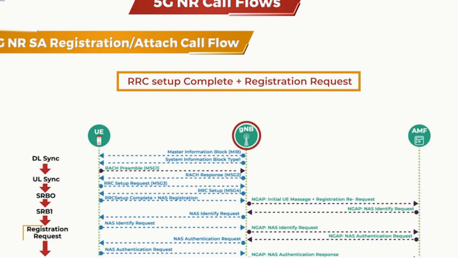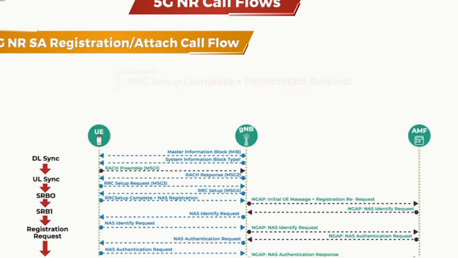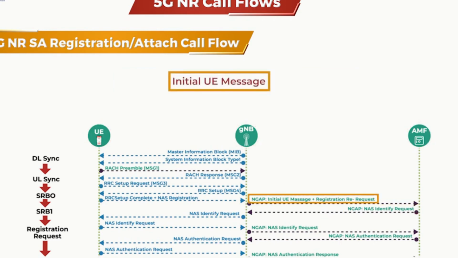The gNodeB selects the access and mobility function AMF for this session and allocates a RAN UE NGAP ID to the UE. The AMF will use this ID to address the UE context on the gNodeB. Next is initial UE message. The gNodeB sends the initial UE message to the selected AMF. The message carries the registration request message received from the UE in the RRC setup complete message. The RAN UE NGAP ID and the RRC establishment cause are also included in the message.